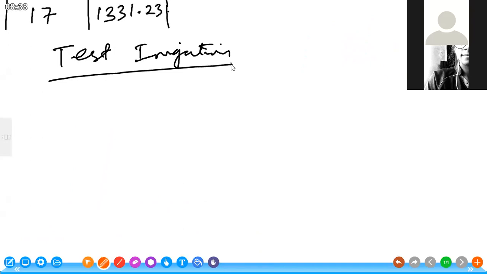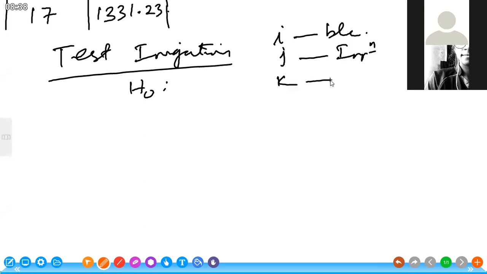Here we need to test all the effects: interaction and all the effects. First, I am going to test the irrigation effect. So my null hypothesis, if you consider I as block, J as the irrigation, and K as the nitrogen, right? So how can we formulate our null hypothesis?